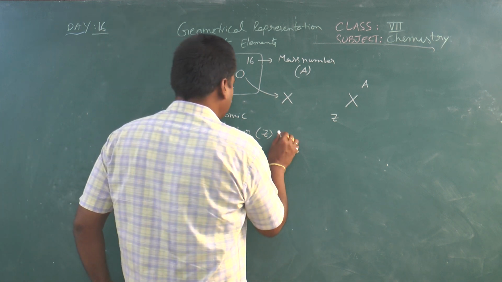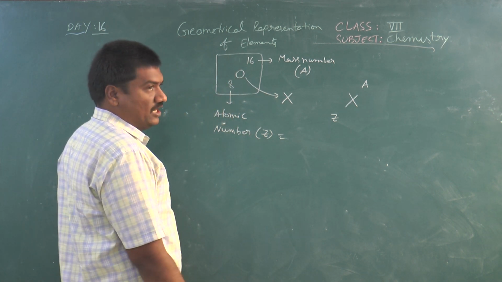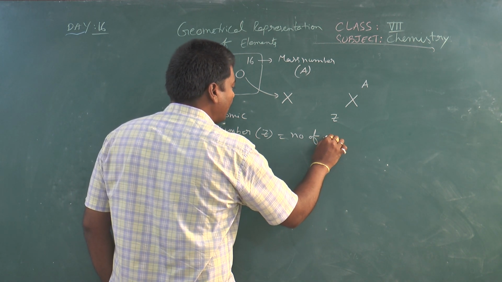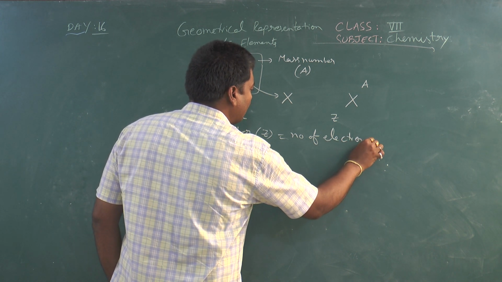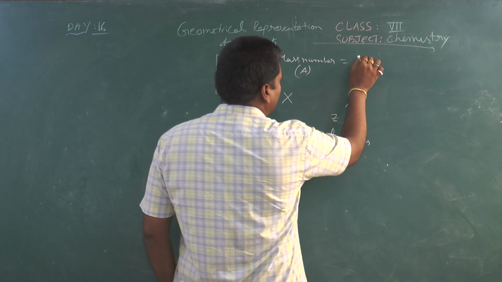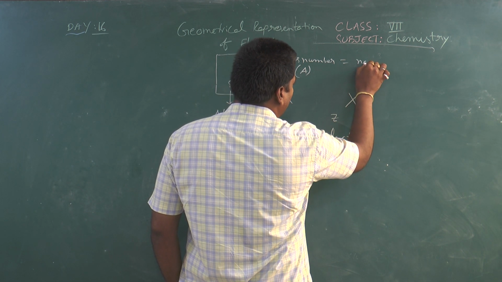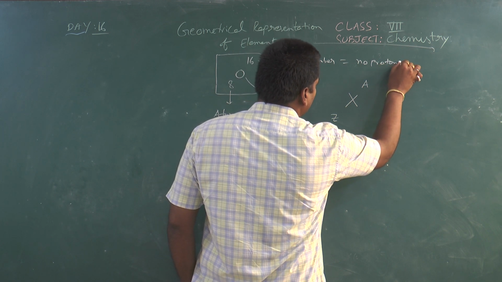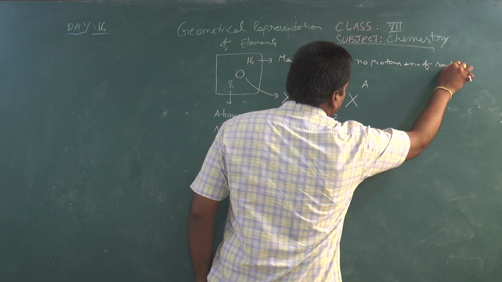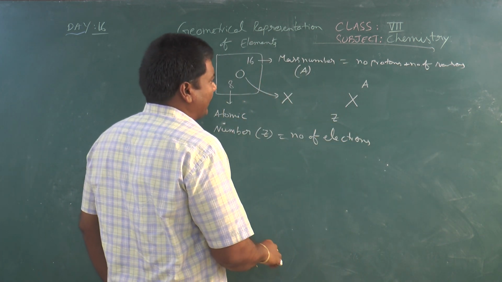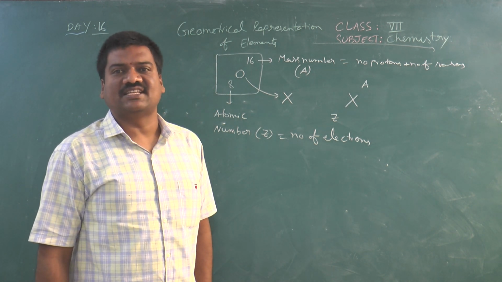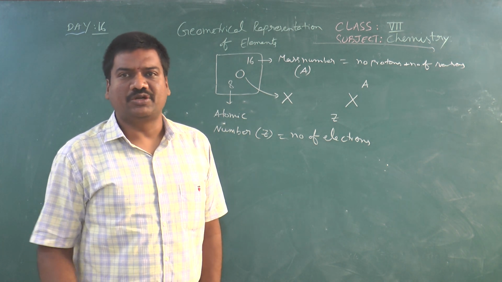And Z, the atomic number, for any element, is equal to the number of electrons in the atom. Mass number is the sum of the number of protons and the number of neutrons. For calculating the number of protons, atomic number is equal to the number of electrons as well as the number of protons for any neutral element.